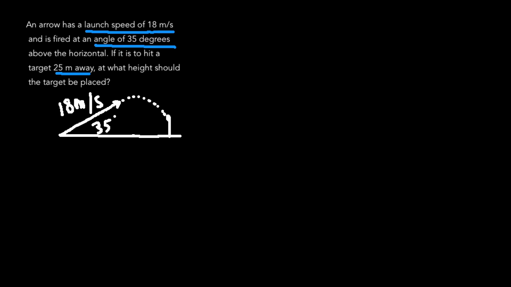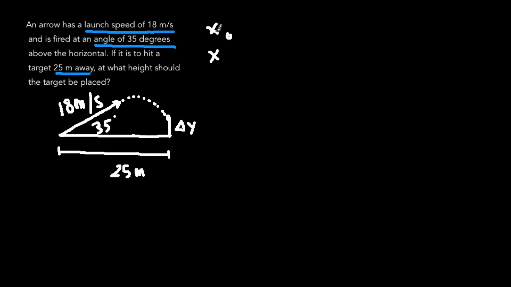Let me erase this section because we don't need this. Okay, there we go. Right here, this is 25 meters. And this is the ending height of the arrow, also known as the height of the target. We'll just call this delta y, y final minus y initial.